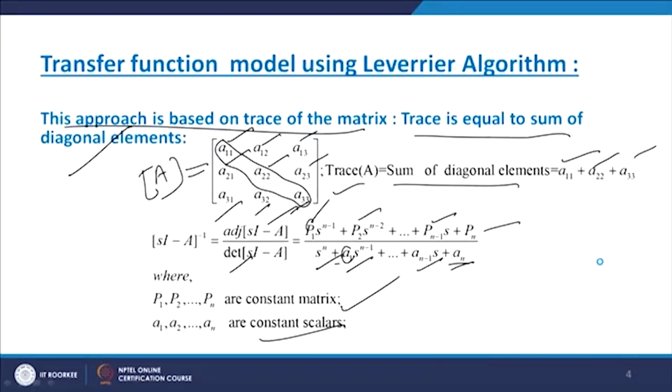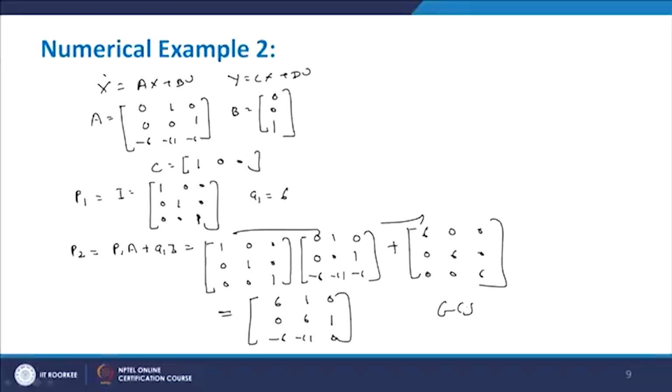So here we have determined P1, P2, P3, A1, A2, A3, and now these have to be replaced in this equation. After replacing, we get the same model we got earlier, that is the transfer function G(s) as 1 upon s cube plus 6s square plus 11s plus 6. In this way we have calculated the transfer function from the given state space model.